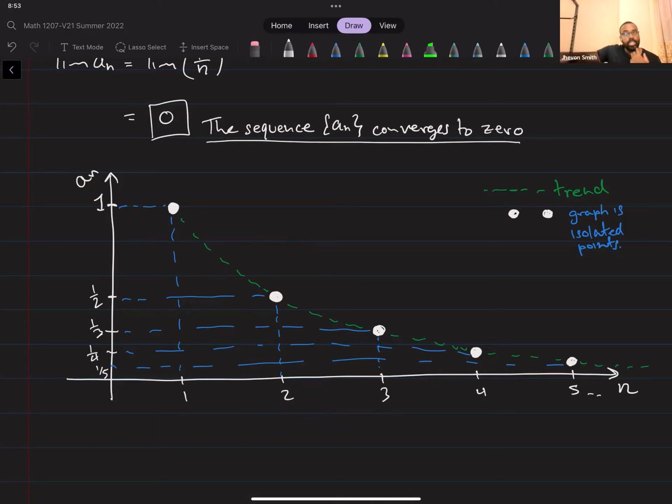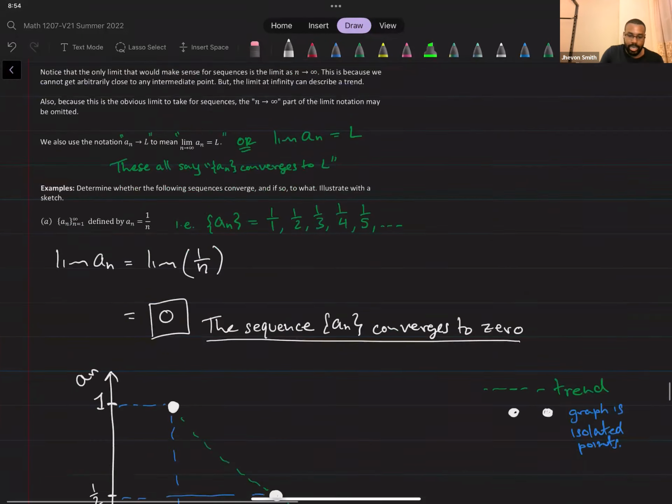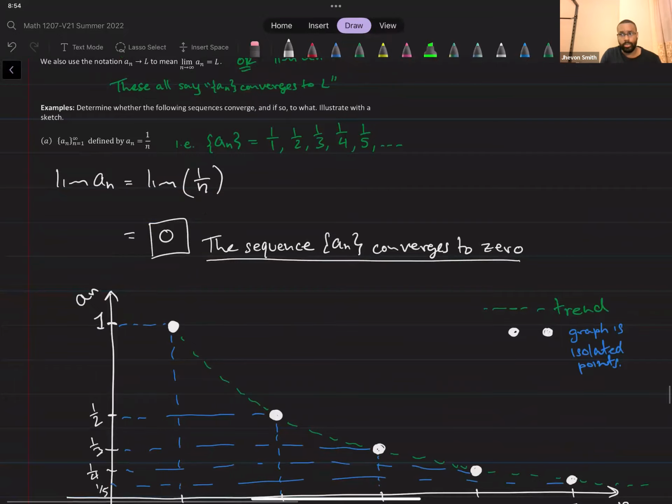But your limit can describe how you behave on a tail end. As you go far out to infinity, are you settling anywhere? A limit can answer that question. But you can't actually talk about a limit at any other point because there's a big gap between every point. So if you were to draw a graph of a sequence, you wouldn't be able to take a limit at any point of that because there's gaps between all the points. So that's an example of a sequence that converges.